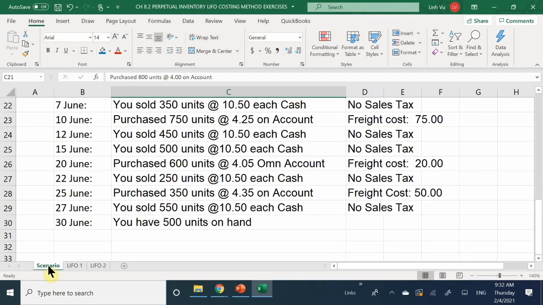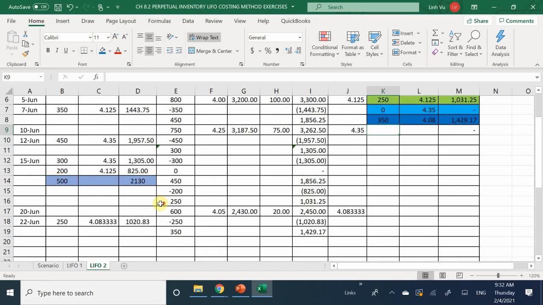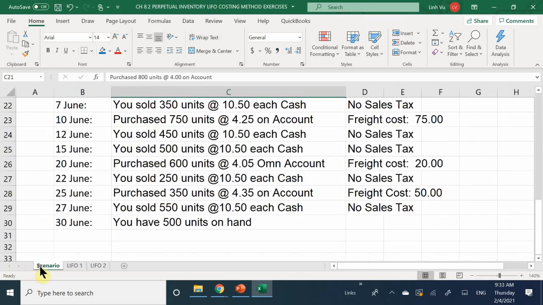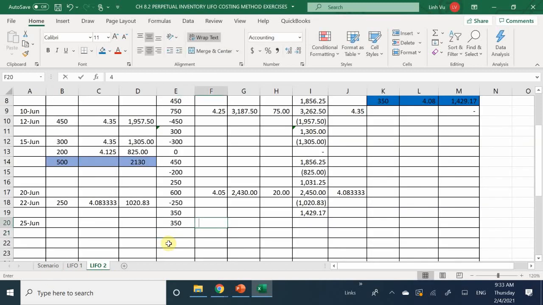All right, what happened on the 25th of June? We purchased 350 units. We made another purchase of 350 units at 4.35, with a freight cost of 50. So now I'm making my inventory worksheet a lot more bigger and a lot more cluttered. So let me see. So June 25th, I purchased an additional 350 at 4.35.